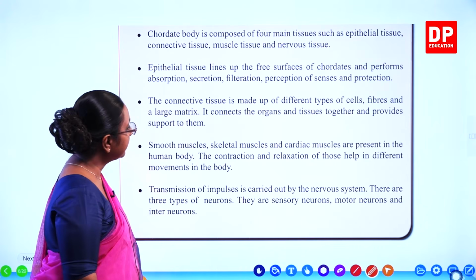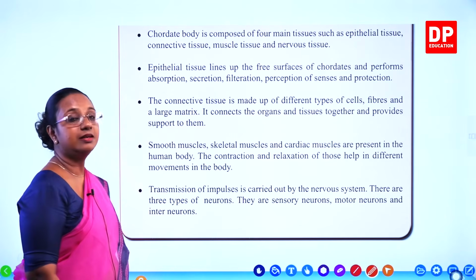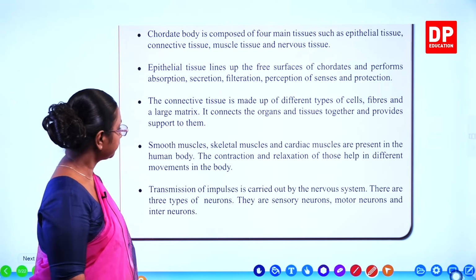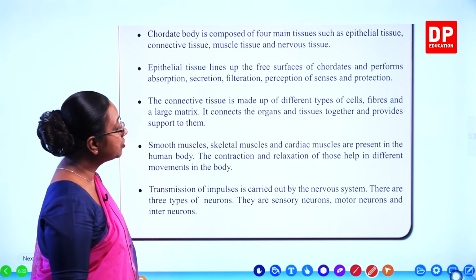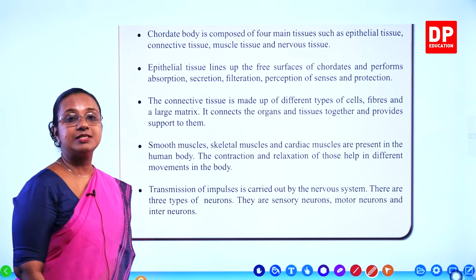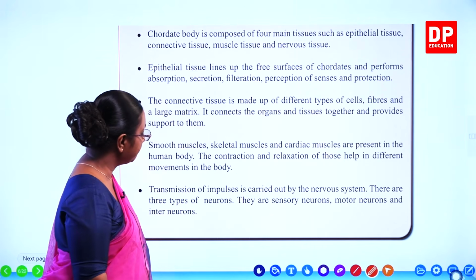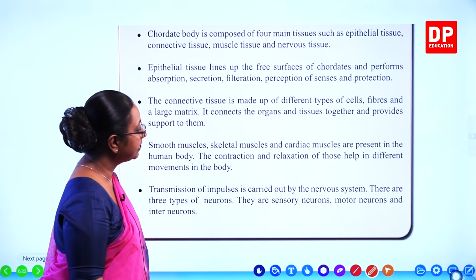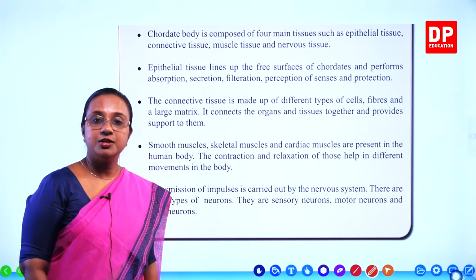Smooth muscles, skeletal muscles and cardiac muscles are present in the human body. The contraction and relaxation of those help in different movements in the body. Transmission of impulses is carried out by the nervous system. There are 3 types of neurons.